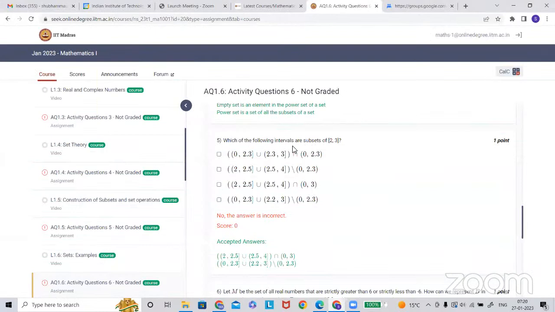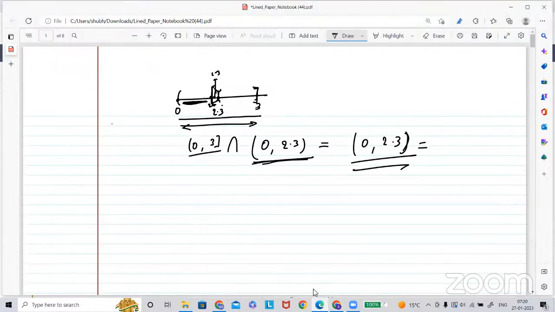No, it is not asking exactly 2 to 3. It is asking for a subset. Anything which is inside 2 to 3 will be considered. Sir, I am not getting this. Can you please explain this clearly? See, when you are subtracting the set. Sir, can you draw a new line? Yeah, on a new line, please.